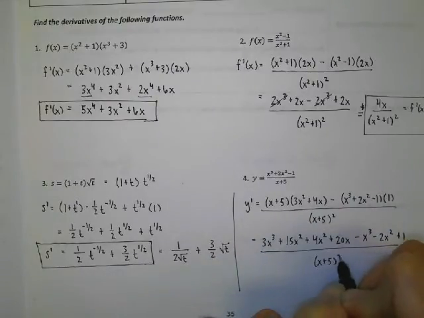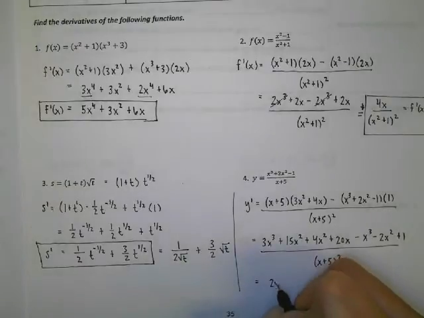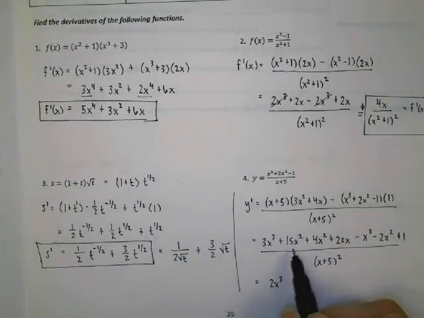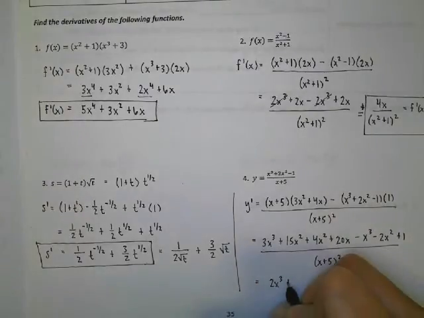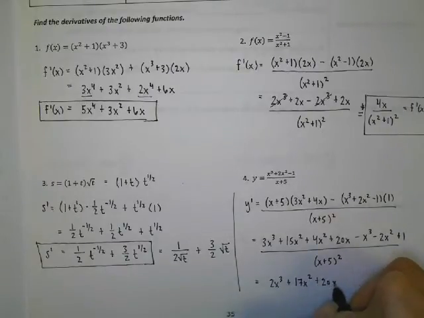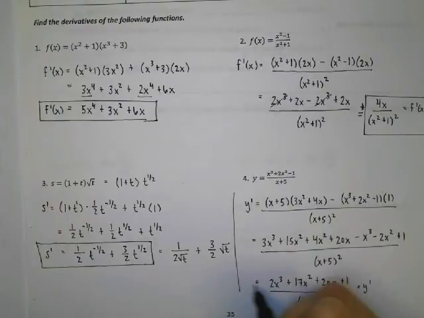x plus 5 squared. And so if I have any like terms, here I have 3x cubed minus x cubed, so 2x cubed. 15x squared plus 4 gives me 19, minus 2 is plus 17x squared. And plus 20x and plus 1, all over x plus 5 quantity squared is our derivative.